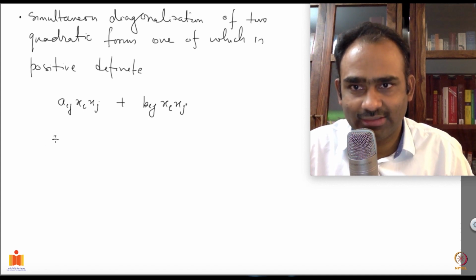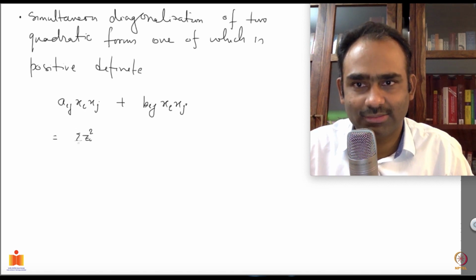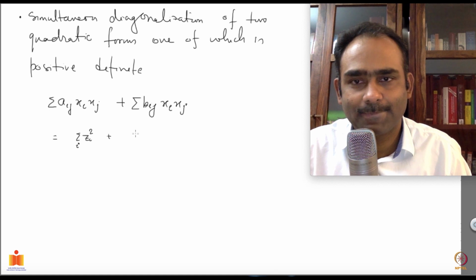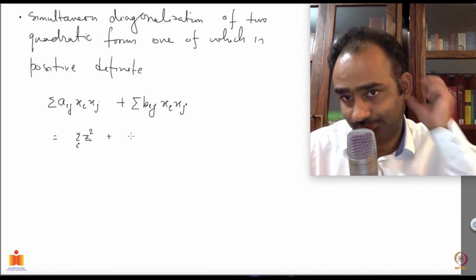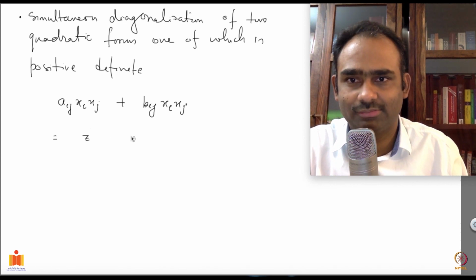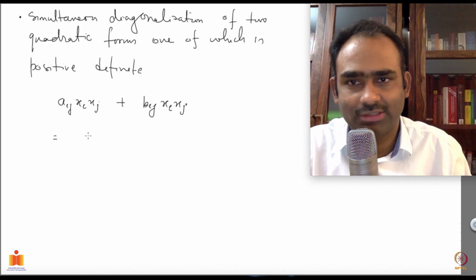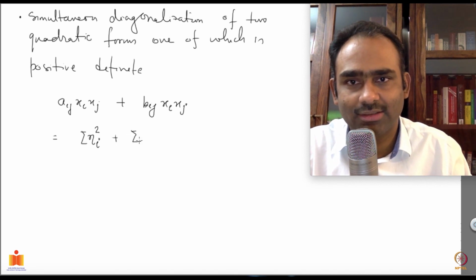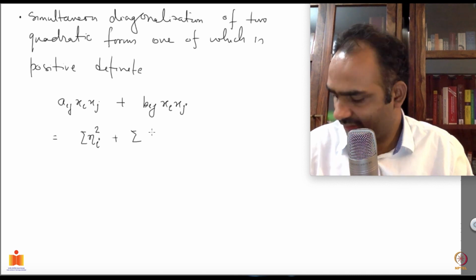And I am claiming that I can put it as the summation over i of zi square, plus, let me not use zi, I will use eta i square, plus some b prime, I think.